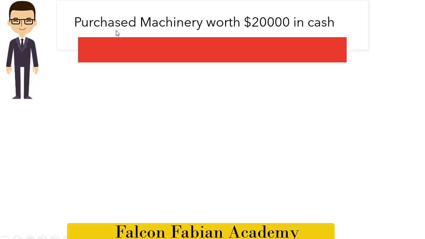So let's move on to the third transaction. The third transaction is purchased machinery worth 20,000 in cash. So now the business has bought machinery and they have bought it in cash. So what are the two accounts involved over here? First is what is coming into the business. It is machinery which is coming into the business. So that is going to be one account. The second account involved over here is cash. So the business has bought machinery and it has paid by cash.